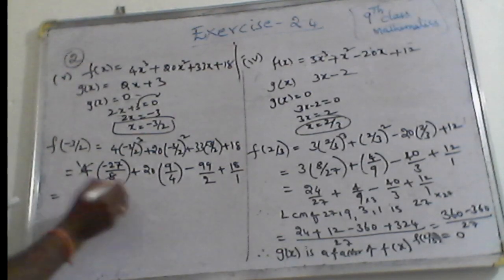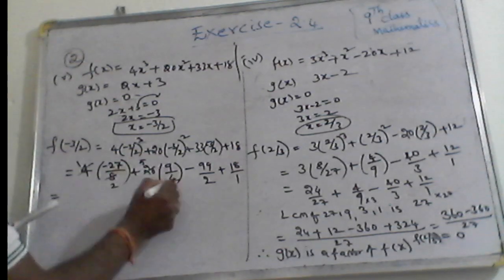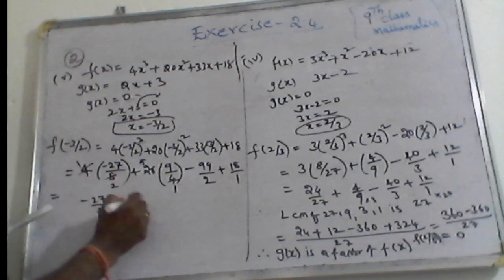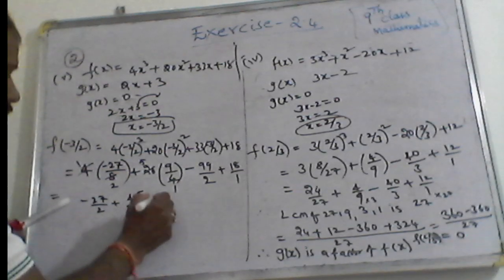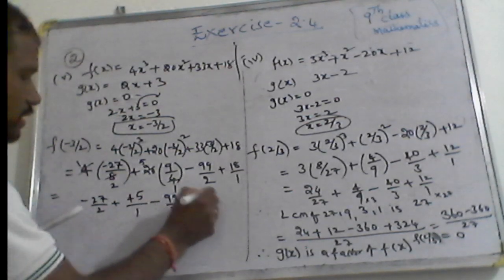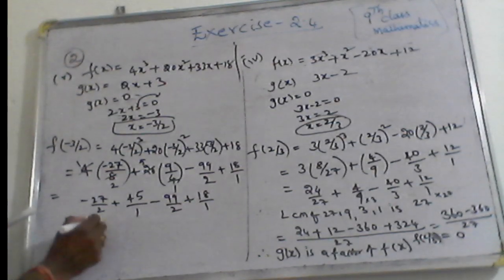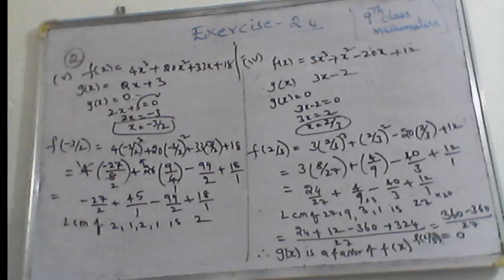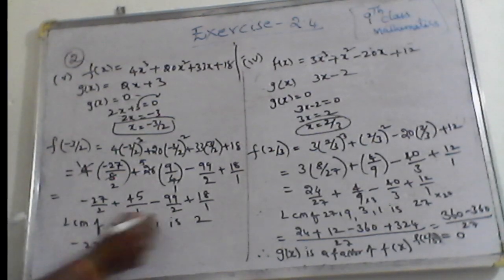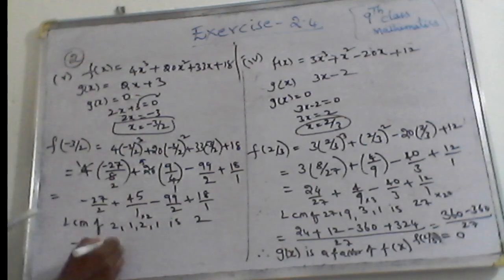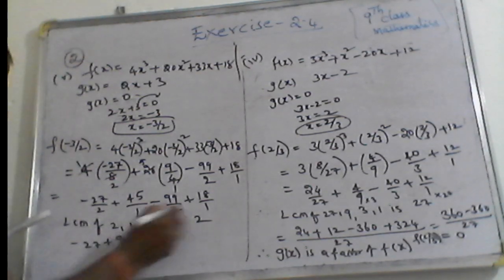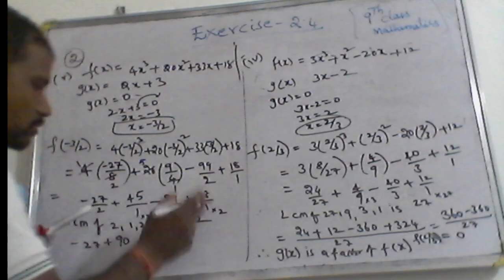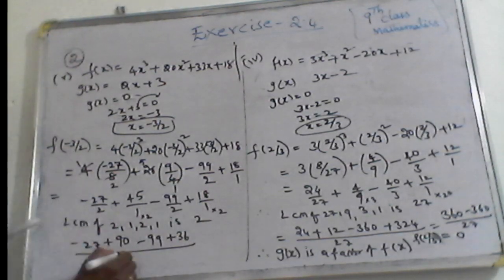Here 4 twos are 8. Next one, 4 fives are 20, so minus 27 by 2 plus 5 nines are 45 by 1 plus minus 99 by 2 plus 18 by 1. So take the LCM of the denominators: LCM of 2, 1, 2, 1 is 2 only. So minus 27, here 1 multiply with 2, so 2 ones are 2, 45 twos are 90, minus 99, plus 18, 1 into 1 multiply with 2, so 2 18s are 36 by 2.